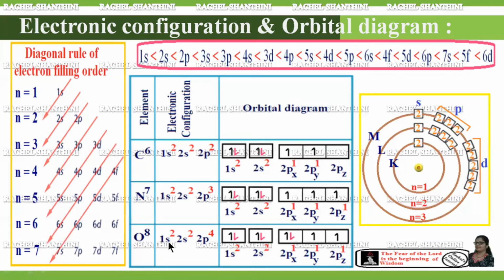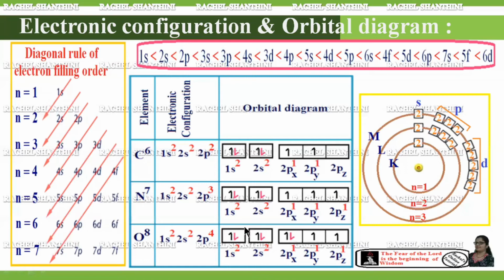So 2 in the 1s orbital and 2 in the 2s orbital, 2 plus 2, 4. So 8 minus 4 remaining, how much we have? 4 electrons. We know that p orbitals can accommodate, on the whole, 6 electrons. That is 2 in the 2px, 2 in the 2py, and 2 in the 2pz orbital, right? But we have only 4 remaining electrons. So we can write 2p4 over here.